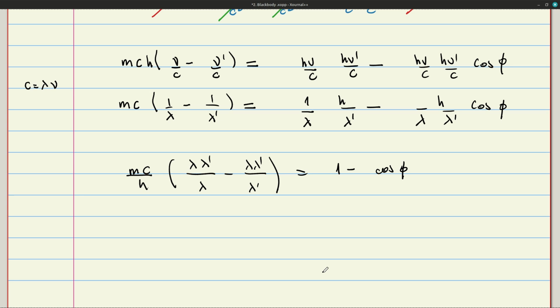And the final result, I want to write it like this, h over mc. And I want to delete this. Now this is going to go like that. Cancel lambda primes. And at the end you can see I have a very nice thing. The shift in lambda, which is lambda prime minus lambda, is given by only the angle and a constant which is h over mc.